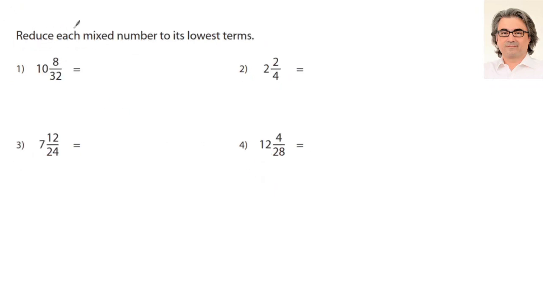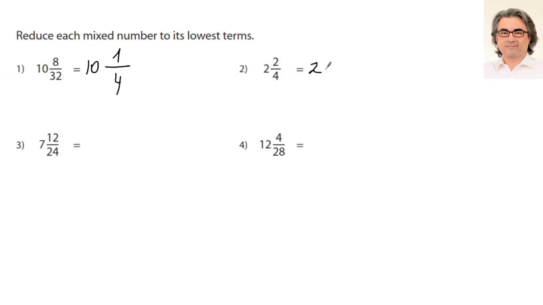Now reduce each mixed number to its lowest term. Here, reducing or simplifying only the fraction part is enough. Write here 10 again and simplify 8 and 32. 32 and 8 are both divisible by 8. 8 over 8 is 1. 32 over 8 is 4. This is the simplest form or the lowest form of the given fraction.